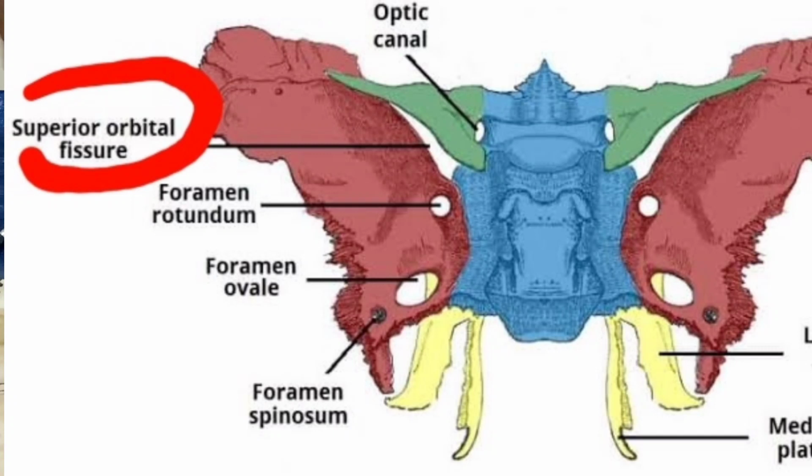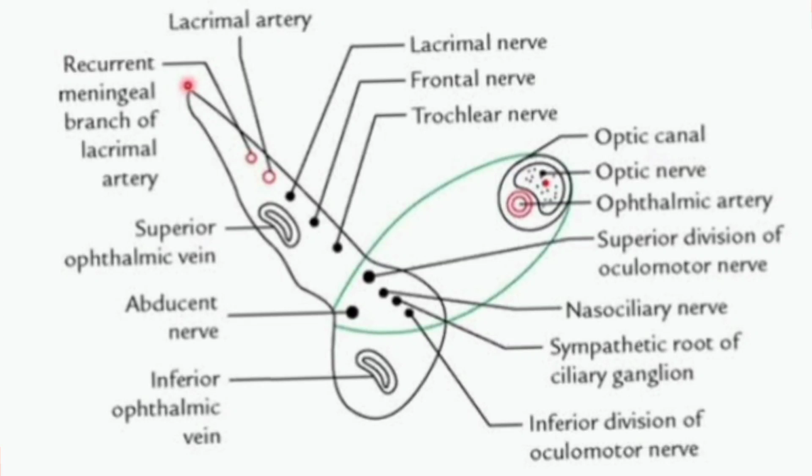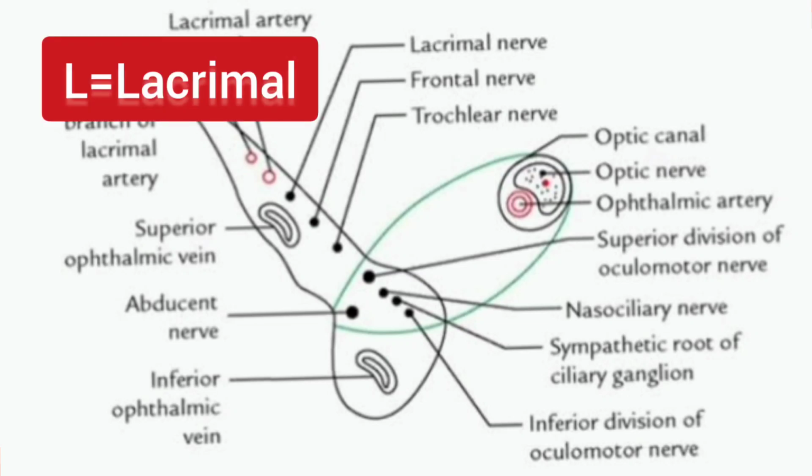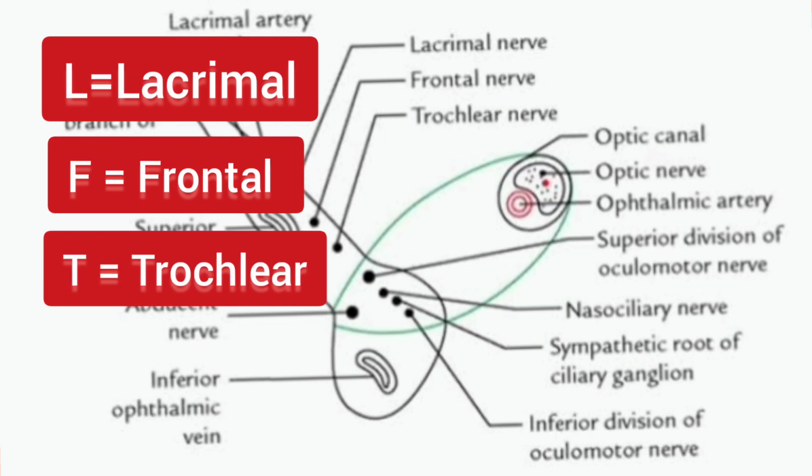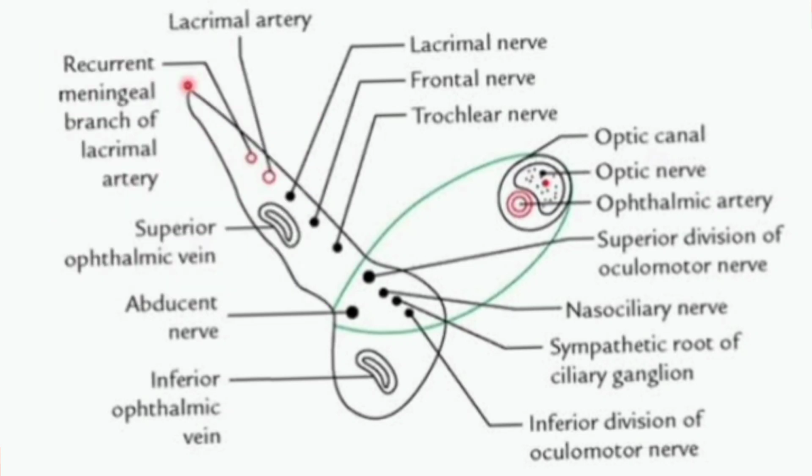what are the structures that pass through the superior orbital fissure. The structures passing through the lateral compartment of the superior orbital fissure, the three important nerves, that is frontal and lacrimal branches of the ophthalmic division of trigeminal nerve and the trochlear nerve. So the frontal, lacrimal and trochlear, you can remember in this way, LFT. L means lacrimal, F means frontal and T means trochlear. And the arteries are the lacrimal branch of the middle meningeal artery and the recurrent meningeal branch of the ophthalmic artery, and one vein, that is the superior ophthalmic vein.